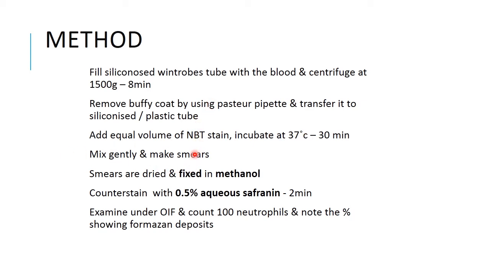Here the procedure remains the same as we have seen for the reticulocyte count, that is by doing the supravital staining. Smears are dried and fixed in methanol. Counter stain with 0.5% aqueous safranin for 2 minutes. Examine under oil immersion field and count 100 neutrophils and note the percentage showing formazan deposits. Not just noting the colors, we need to count the 100 neutrophils in the smear.